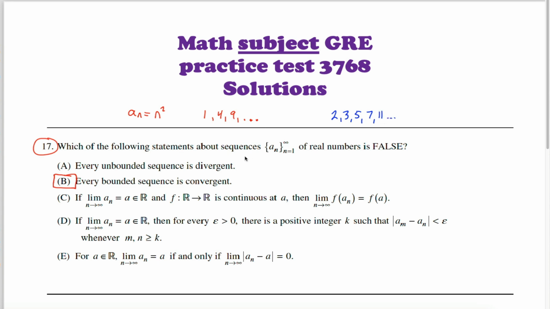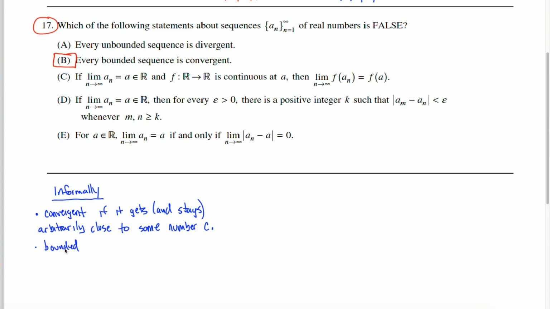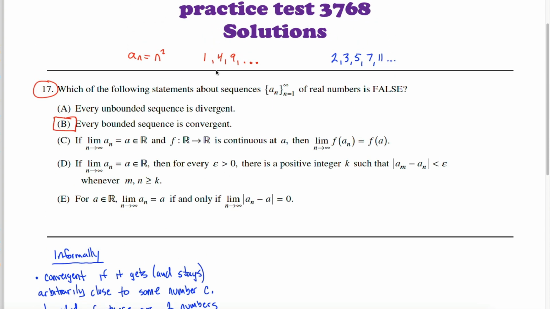Two important properties for sequences are the ideas of convergence and boundedness. Informally, a sequence is convergent if it gets and stays arbitrarily close to some number, say C, in which case C is the number the sequence converges to. A sequence is bounded, as the name suggests, if there are two numbers, an upper bound and a lower bound, that the sequence stays between. For the two examples so far, this sequence is divergent because it doesn't get close to some number, it gets infinitely large.